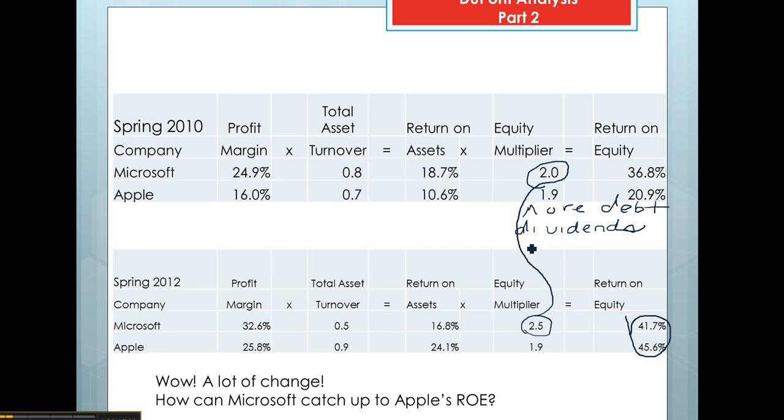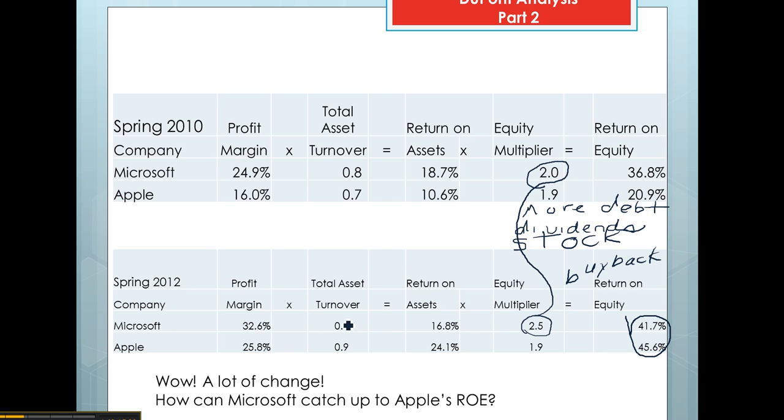The other thing that probably happened is Microsoft has a stock buyback program. So, as they buy back stock, boy, that's messy. They reduce stockholders' equity, which increases the proportion of debt, increases the equity multiplier, and drives up the return on equity.